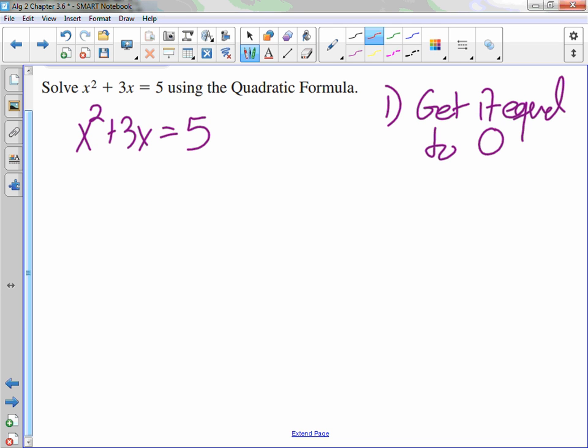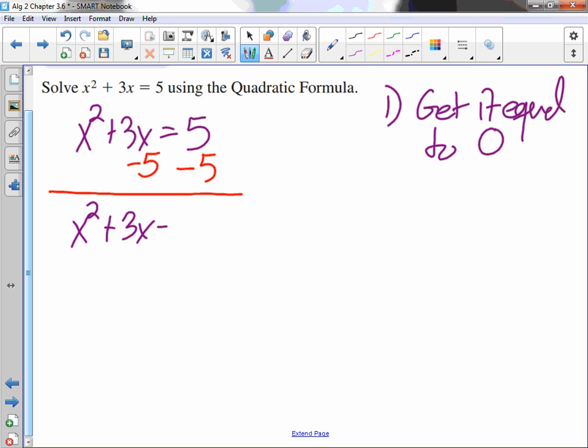So is everything on the same side of the equal sign for this here? No, we have the 5 by itself, so we're going to subtract 5 from both sides. Then we'll get x squared plus 3x minus 5 is equal to 0. There are no like terms, so we just move it over as minus 5. And that gets us done with the first step.